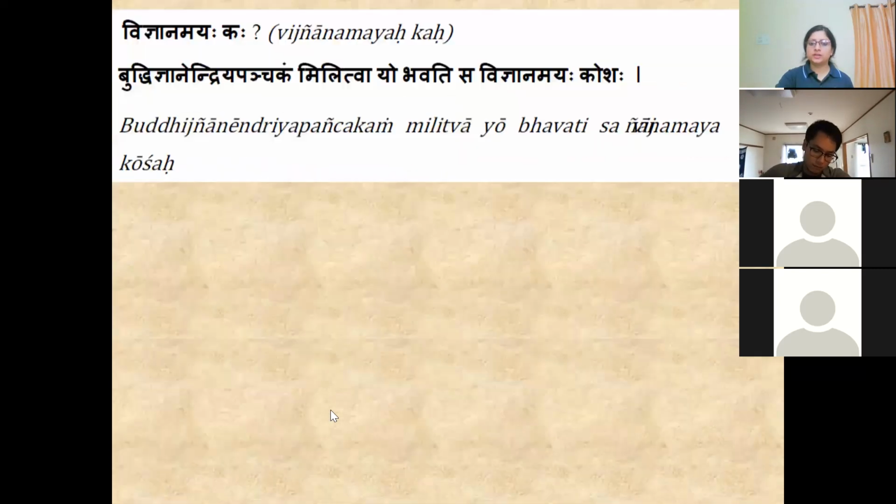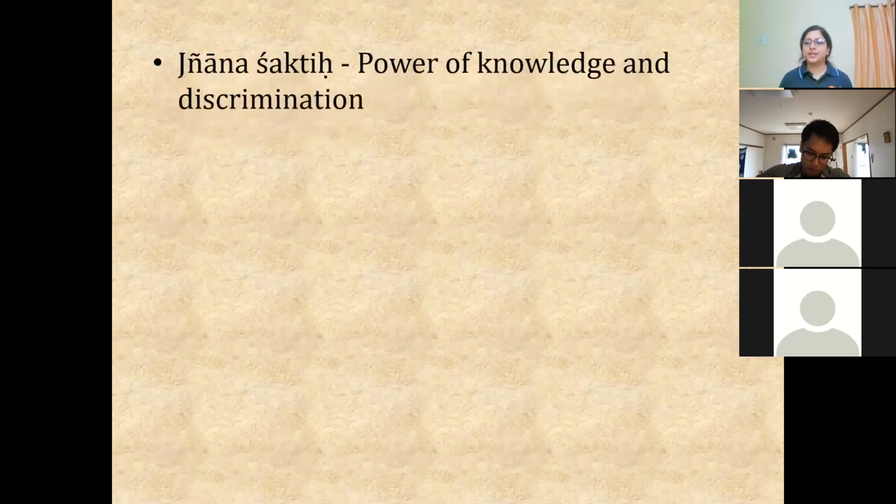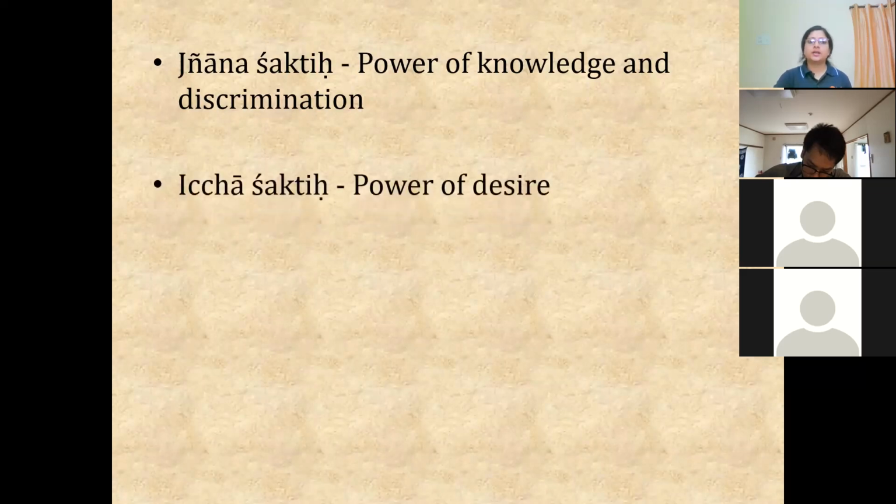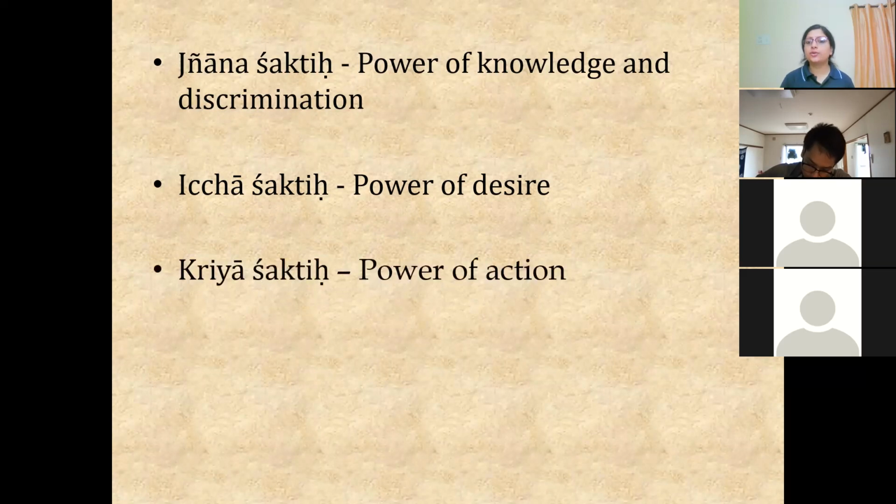And what are those functions that we have used to classify? So there are 3 functions. The first is called Jnana Shakti. Jnana Shakti is the power of knowing, power of discriminating, the power of cognition. The second functionality is Ichha Shakti, the power of desire, the power of wanting something. And the third is Kriya Shakti, the power of action, actually doing something. Okay, so based on these three functionalities, these three koshas have been divided.